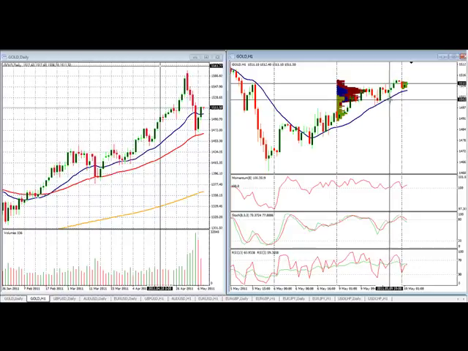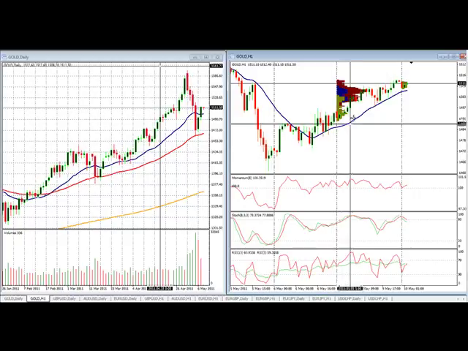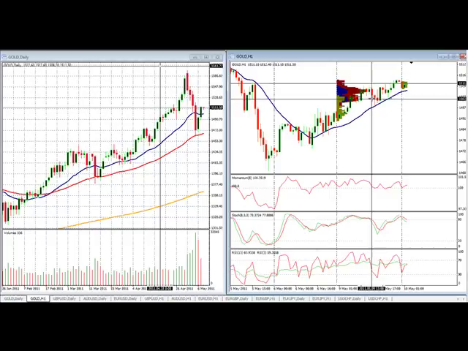So we should find some support in here if we break this price level. More importantly, if we break 1501, that's where we could begin to fall back down. But this 1507 to 1503 should be support for gold.